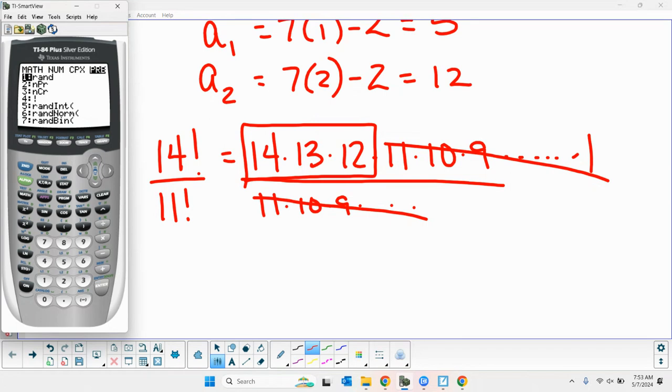So let's clear that. To put it in, you have to do 14 first, and then go to math, and then left arrow key once, 4, and that gives you that, divided by, then go back to 11, math, probability, 4, and enter. All right, but like I was doing, if I do 14 times 13 times 12, we'll get the same answer. Okay, so you can do it either way, whichever makes more sense to you.